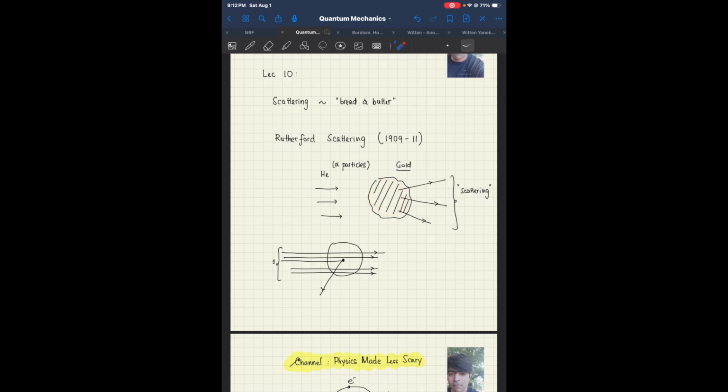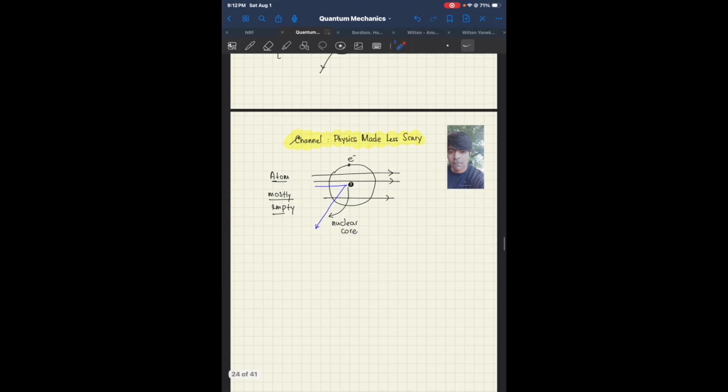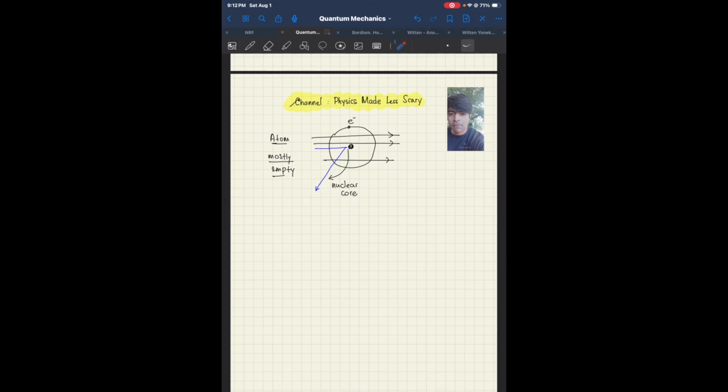And this goes on; this is the present story as well. If you follow LHC physics, this is exactly what they do. Of course, now it's not a static target like that. They have collisions, where they collide opposing beams, and they figure out the internal structure of matter. So that's the very heart of scattering.